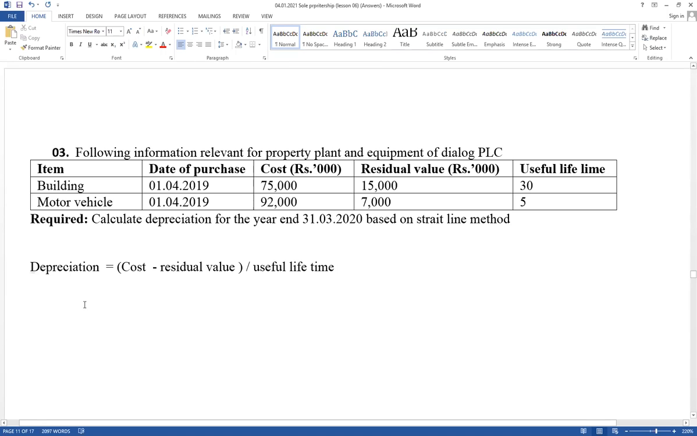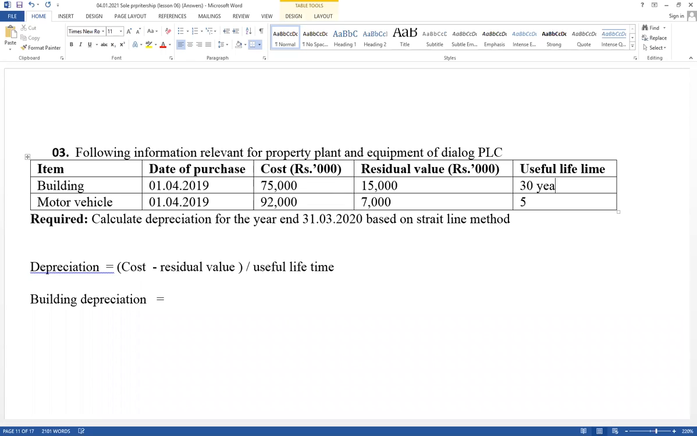There are two assets available. Then try to calculate building and motor vehicle. Therefore, building depreciation. Think about building cost value equals 75,000. Residual value equals 15,000. Lifetime is given 30 years.